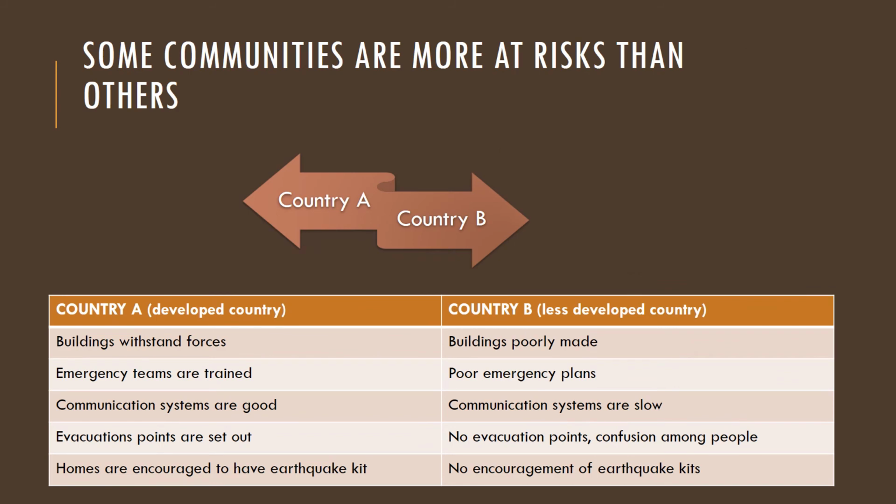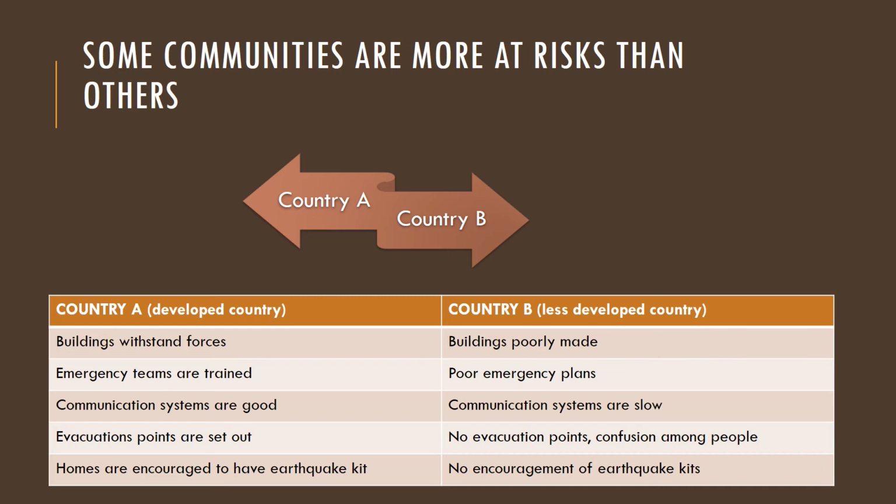And so, for us to really have an understanding or a picture of why some communities would be more at risk than others, we are going to be comparing country A and country B. Country A is a developed country, and in their country they have the following: buildings that withstand forces, their emergency teams are trained, their communication systems are good, evacuation points are set out, and their homes are encouraged to have earthquake kits. And on the other side, we have country B.